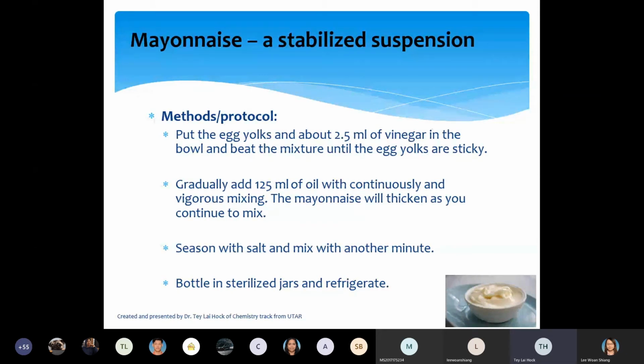Then after that, you may season with salt. And then try to mix or beat it again for another minute. Then at the end, that's it. Your mayonnaise is complete already. Of course, you may bottle it in a sterile jar and refrigerate it. Now, please be reminded, there's no preservative in it.